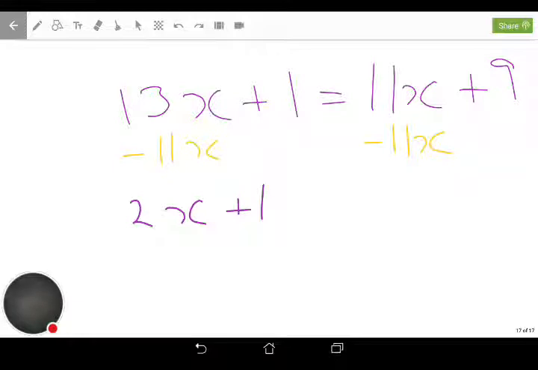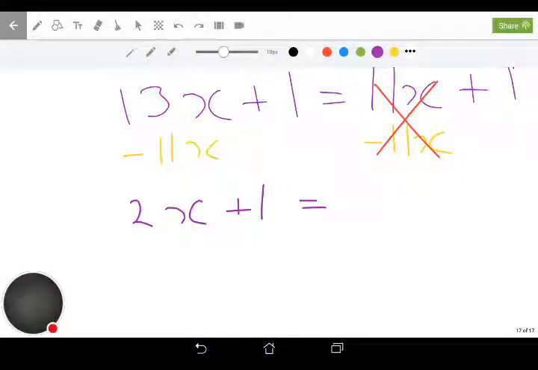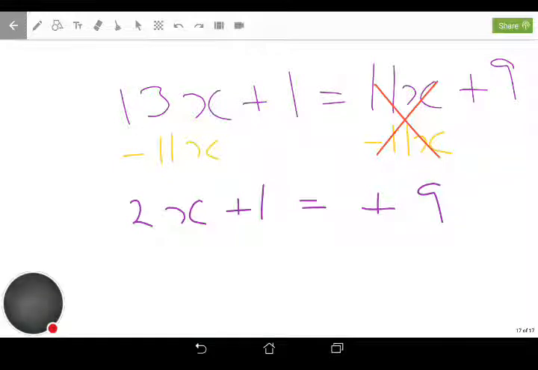Got the plus 1. And the 11x minus 11x just cancels that out. So we've just got the plus 9. So we're now left with 2x plus 1 is, well, just 9.